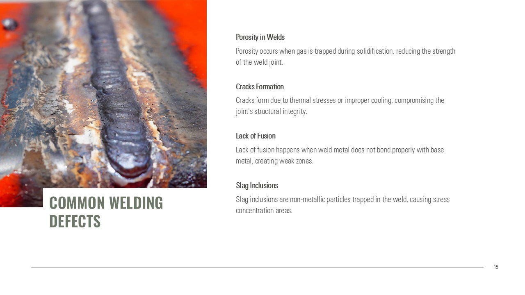Cracks can form due to thermal stresses or improper cooling. Lack of fusion occurs when the weld metal fails to bond adequately with the base metal, creating weak zones. Slag inclusions are nonmetallic particles trapped in the weld, leading to stress concentration. Identifying and preventing these defects through proper welding techniques, preheating, and post-weld inspection is essential for structural reliability.